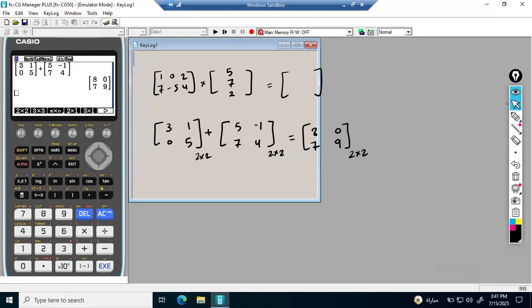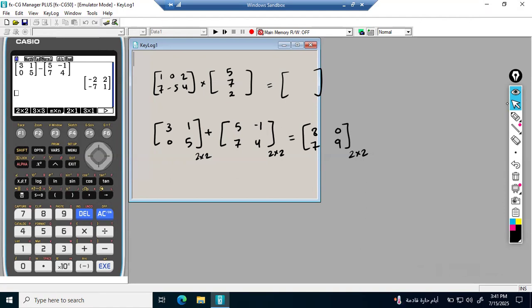And if we want to subtract, we do the very same thing. So we just change the plus with the minus here. 3 minus 5 is -2, 1 minus -1 is 2, and so on.